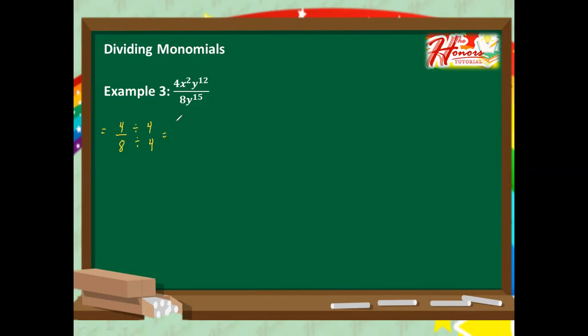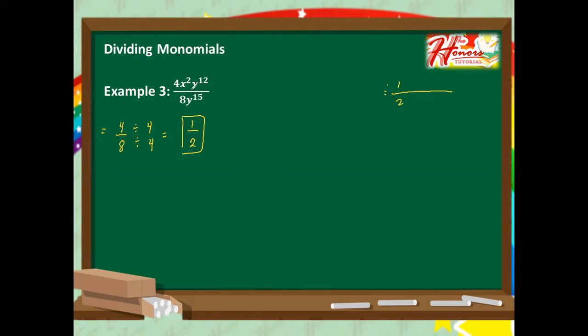So 4 divided by 4 is 1, and 8 divided by 4 is 2. So that is the final answer for 4 over 8, because there's no number that can divide 1 and 2 at the same time without remainder. So let me just write it here. And then let's have the variables.